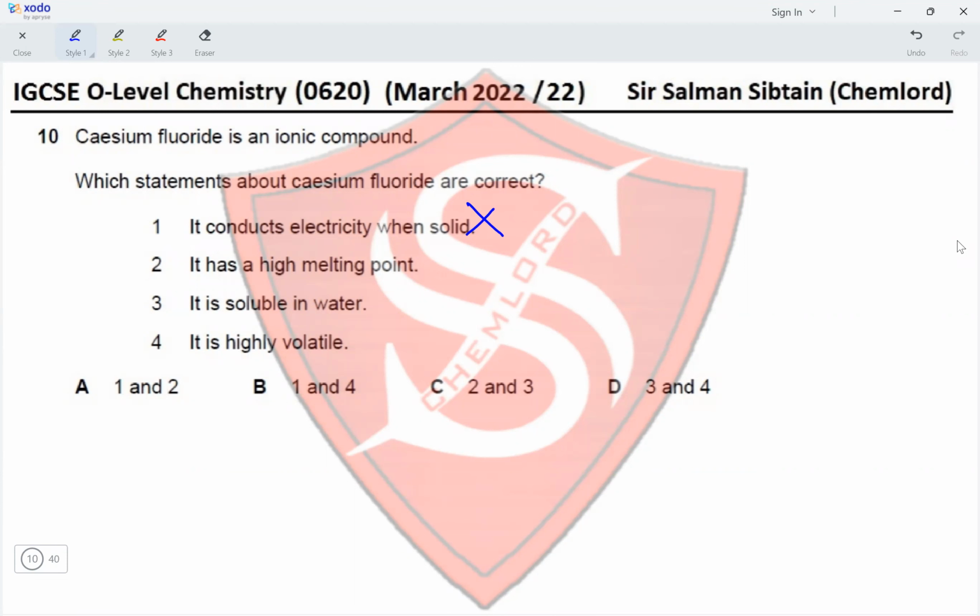It has a high melting point. Yes, ionic compounds have high melting points. It is soluble in water. Yes, cesium fluoride would be soluble in water. It is highly volatile. No, it is a solid. It will not be highly volatile. Therefore, since statements 2 and 3 are correct, option C is the correct option for this question.